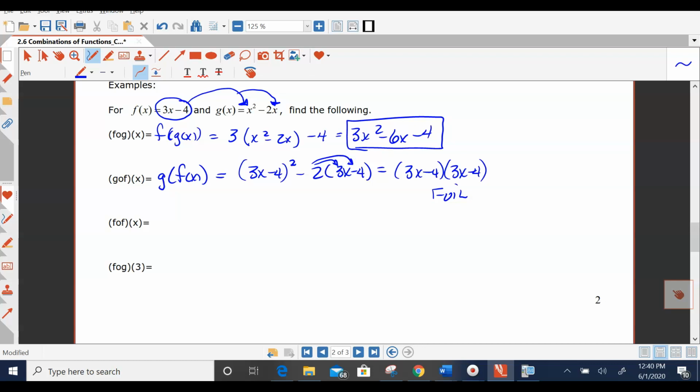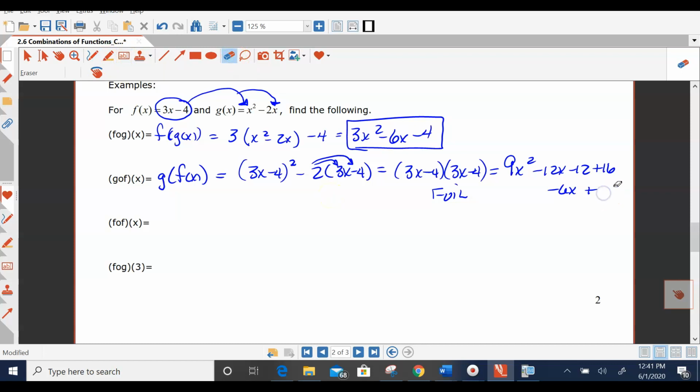All right, so now let's work on cleaning this up. So let's FOIL out the 3x minus 4 times the 3x minus 4, and I'll get 9x squared minus 12x minus 12x plus 16. 3 times 3 is 9. 3 times negative 4, negative 12, positive 16. Okay. Then I'll need to distribute the negative 2 to the 3x minus 4, which would give me negative 6x plus an 8. Negative 6x plus 8, not a 12, Melissa.